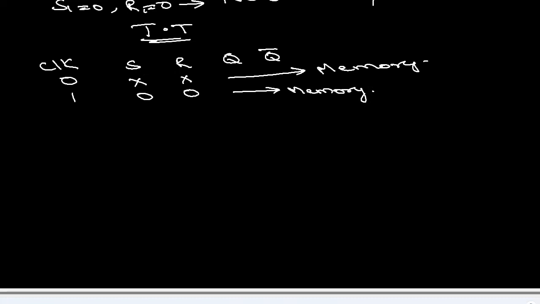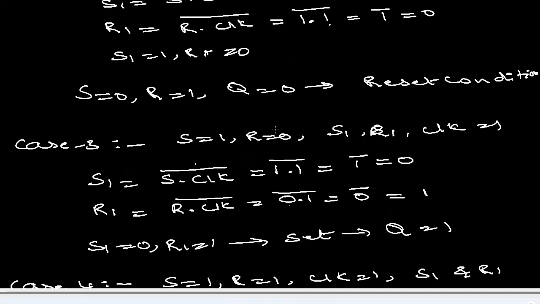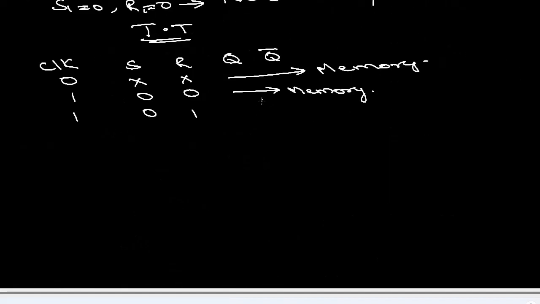When clock is 1, S is 0, R is 1. So here Q value is case 2. When S is 0, R is 1, Q is 0. So this condition is called Q value is 0 and Q bar is 1. It is the reset condition.